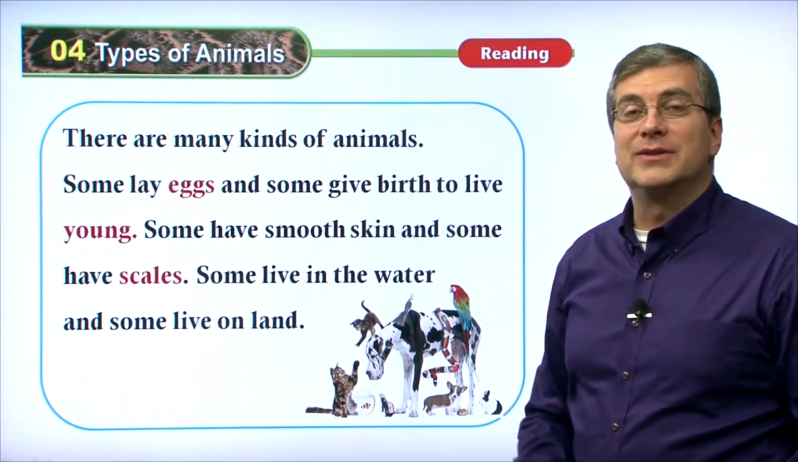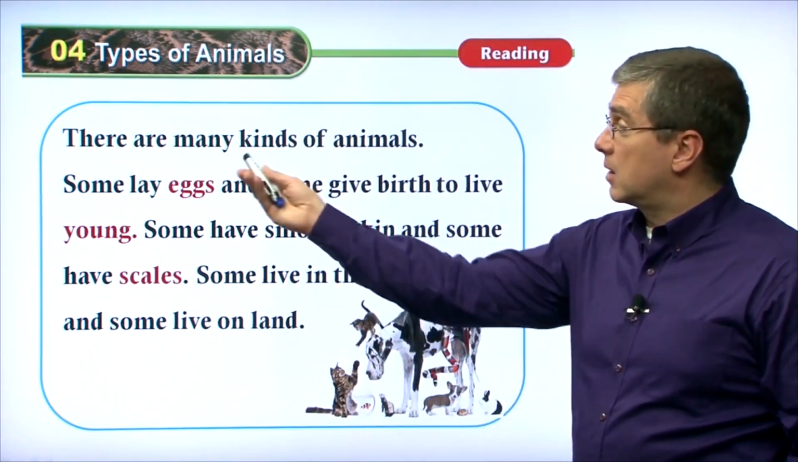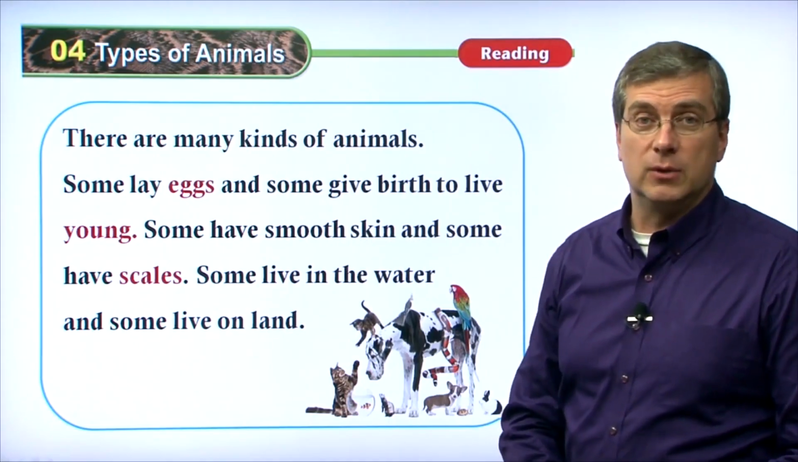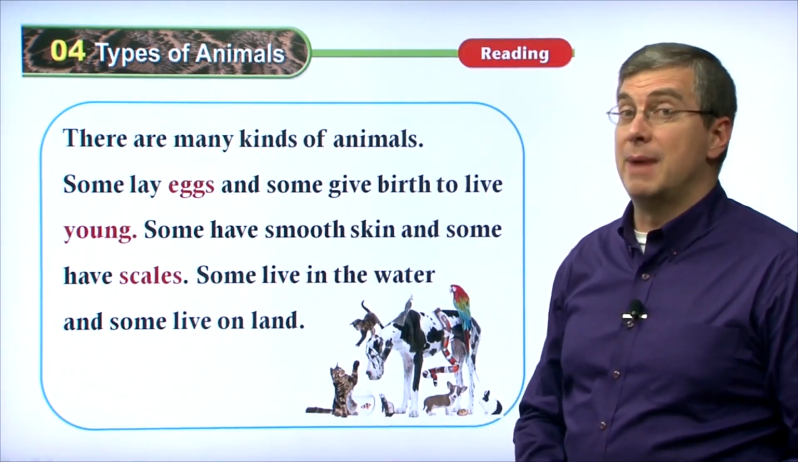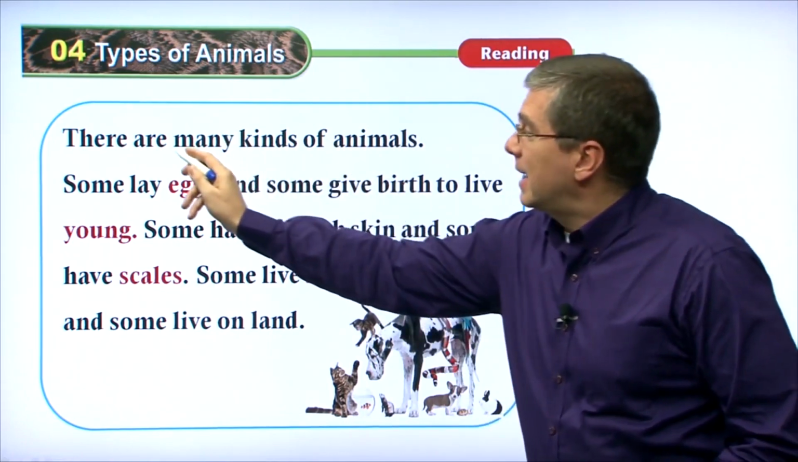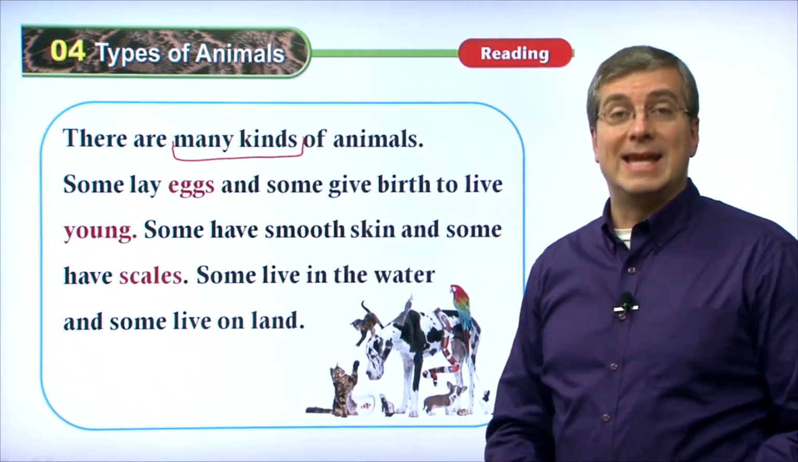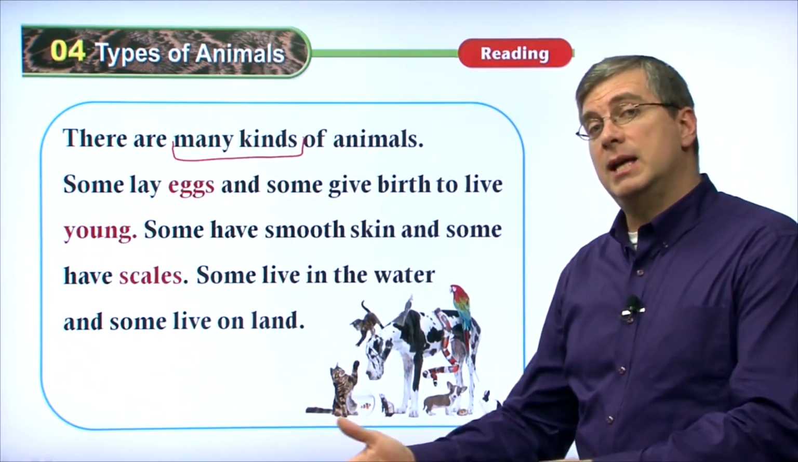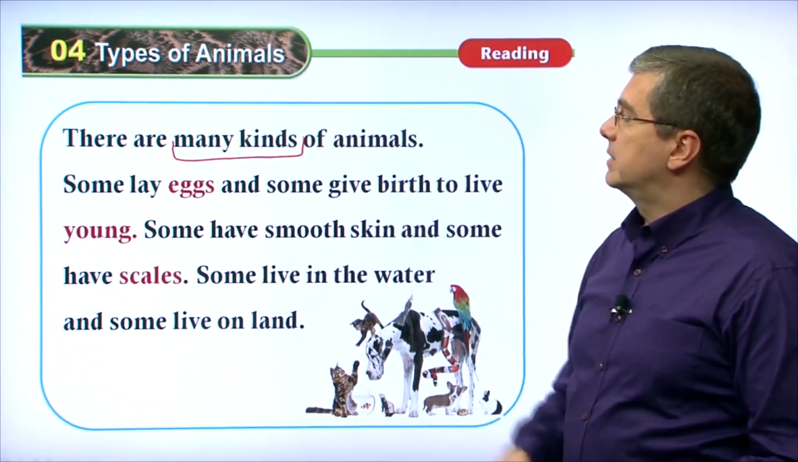Okay, welcome back. Let's go over the reading for this lesson. Now, as usual, we take a look at the topic sentence of the reading, and that tells us what this reading passage is going to be about. In this case, there are many kinds of animals. That's the important part right here, many kinds. And that's what we're talking about in this lesson. Many different kinds or types of animals.